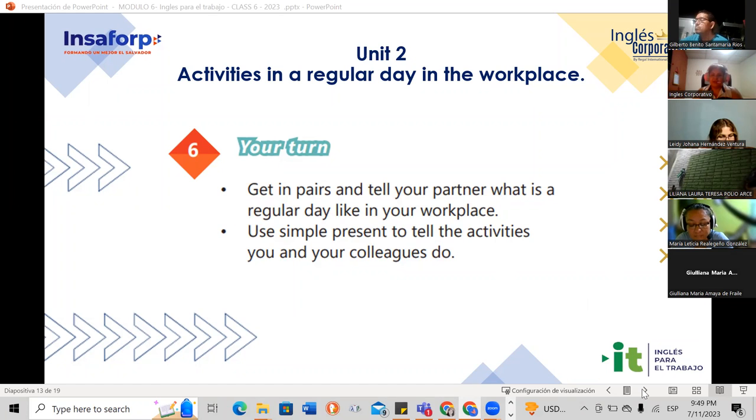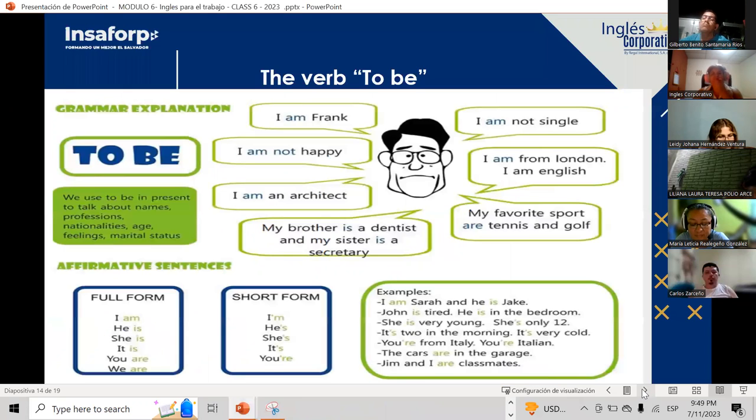Very good. Okay, before we continue, I was searching for the explanation about the verb to be. I have one brief explanation here. We use the verb to be when we talk about names, professions, nationalities, age, feelings, and marital status. The examples: I'm not unhappy or I'm not happy, okay? That is one example. Professions, I am an architect. Are you an architect? Yes or no? Okay. Marital status, if you are single, if you are married, divorced, any.